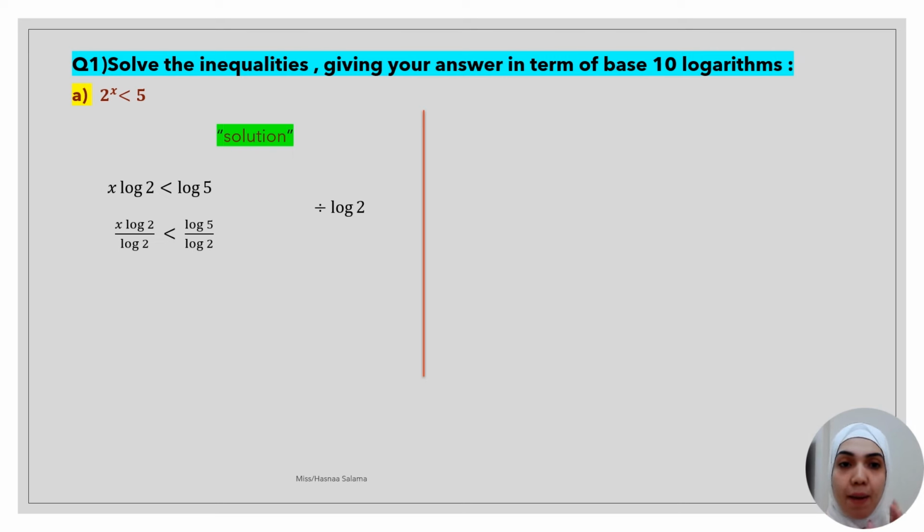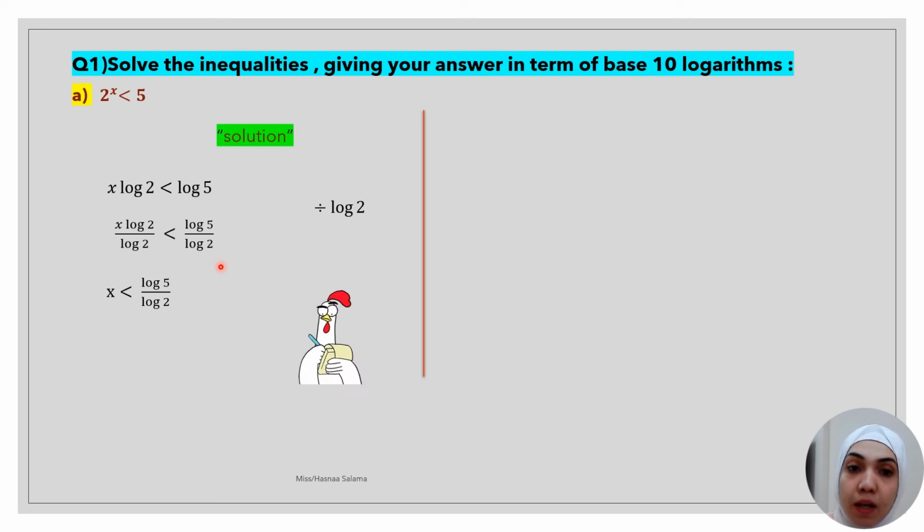But here we have a note. We need to check whether the number of the log is less than 1. If it is less than 1, we write the inverse of the sign. Here it's a less than sign. If the log of 2 were less than 1, it would be larger, and we would use greater than. We will see it in another question. We need to write log 2 in a calculator to see if it is positive or negative. If log 2 is negative, we will take the inverse of the sign.